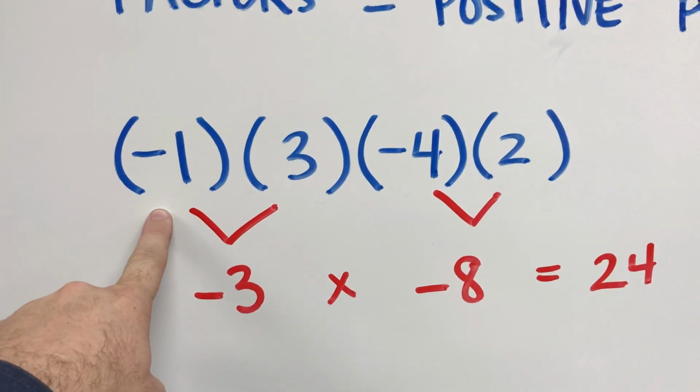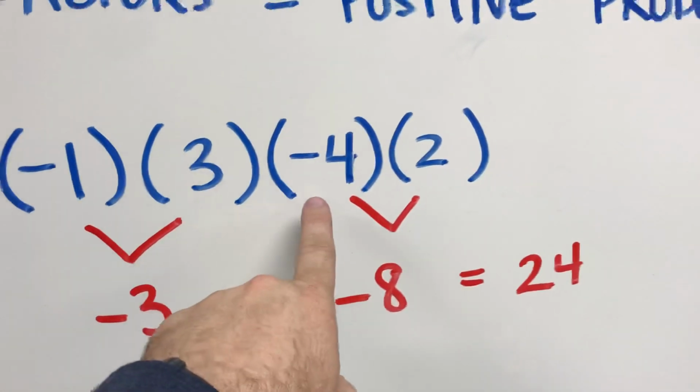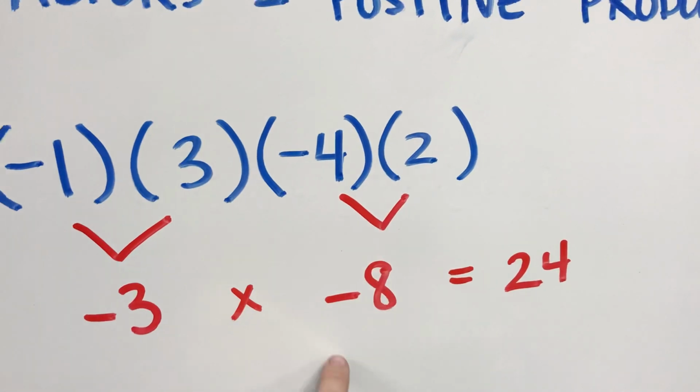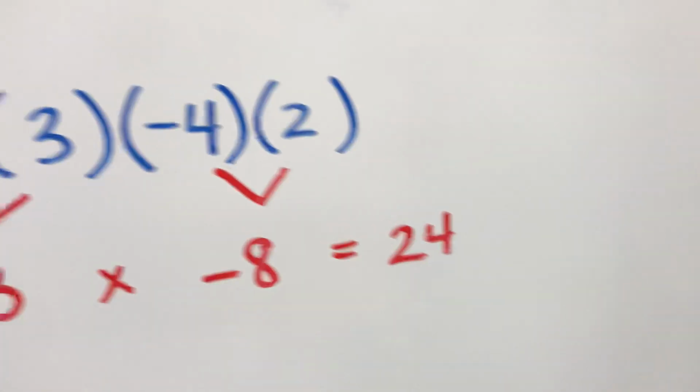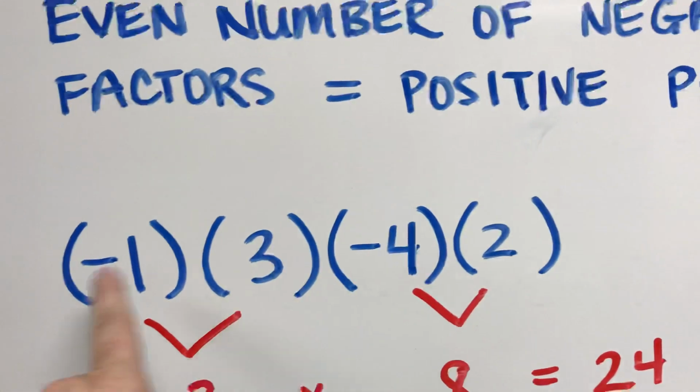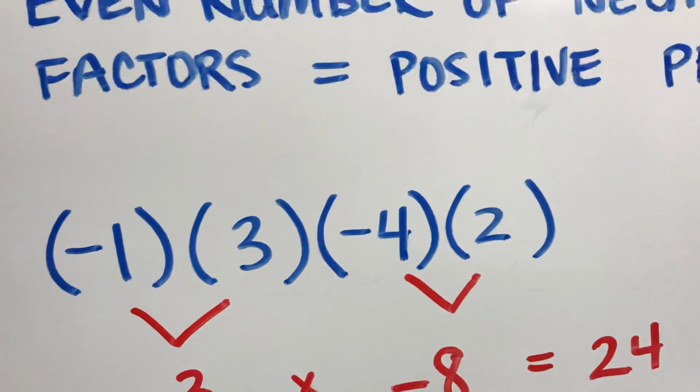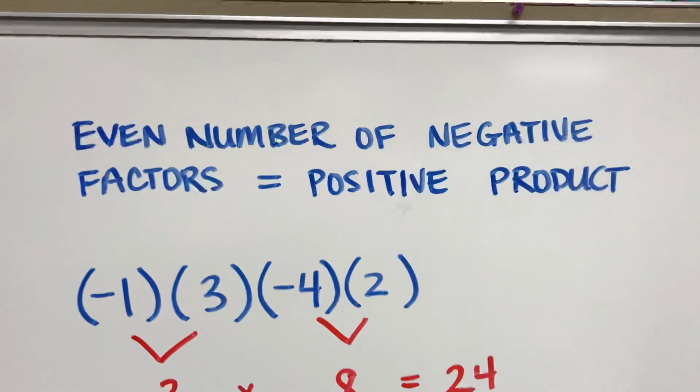-1 times 3 gives you -3. -4 times positive 2 gives you -8. And a negative times a negative is a positive. So I could tell ahead of time 2 negative factors. I know that I'm going to have a positive product.